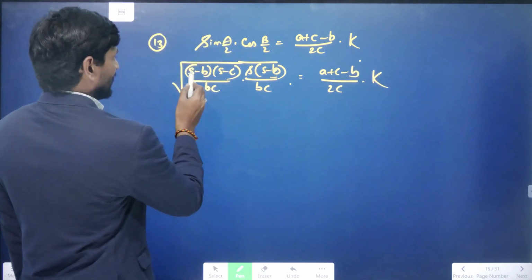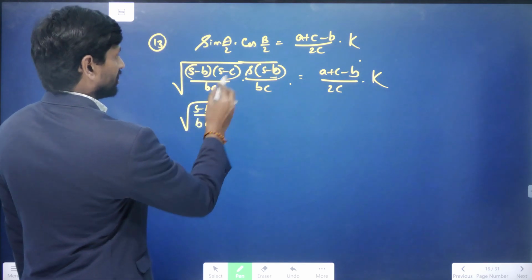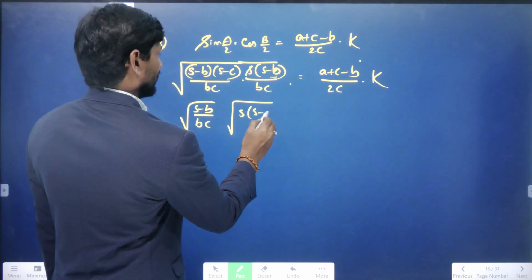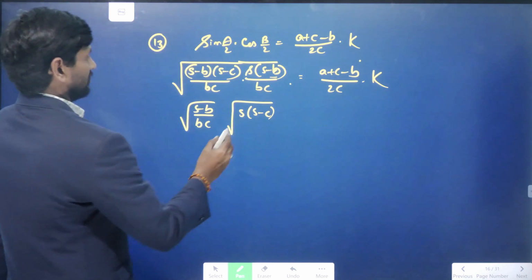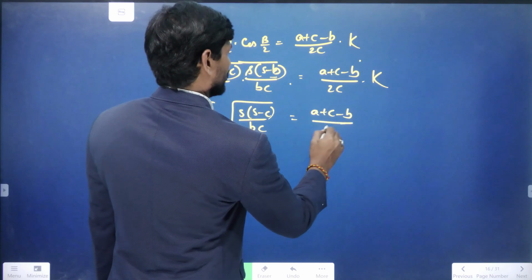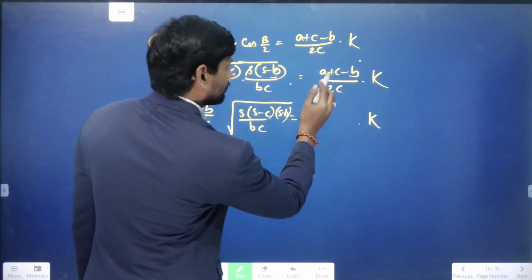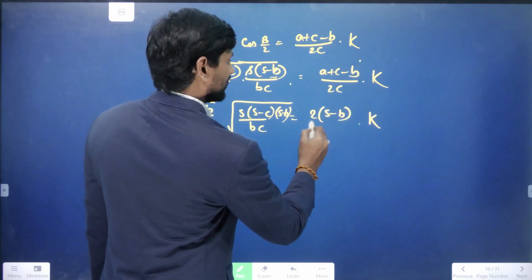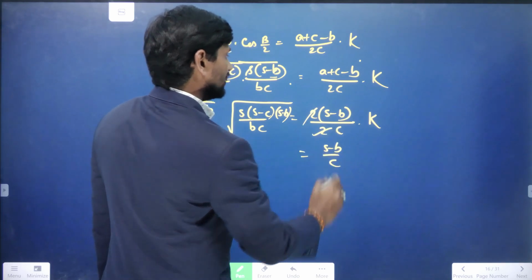So I am taking root over (s minus b) by bc common. What is remaining in the root? S into (s minus c), that is equal to (a plus c minus b) by 2c into k. Now from this, in the place of a plus c I can write 2s minus b, that means 2 common, (s minus b) by 2c, 2 cancels, (s minus b) by c will be there.